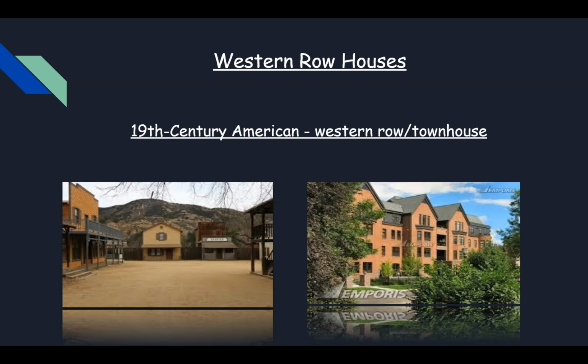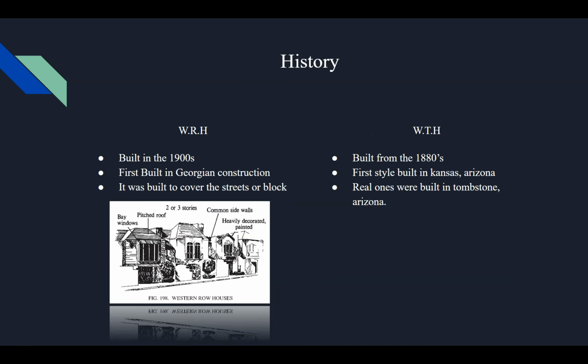Right, on to what I picked. What I got was the Western row houses, the 19th century Western row townhouse. So the Western row houses were built in the 1900s. They were first built in Georgian construction. It was built to cover the street and blocks.